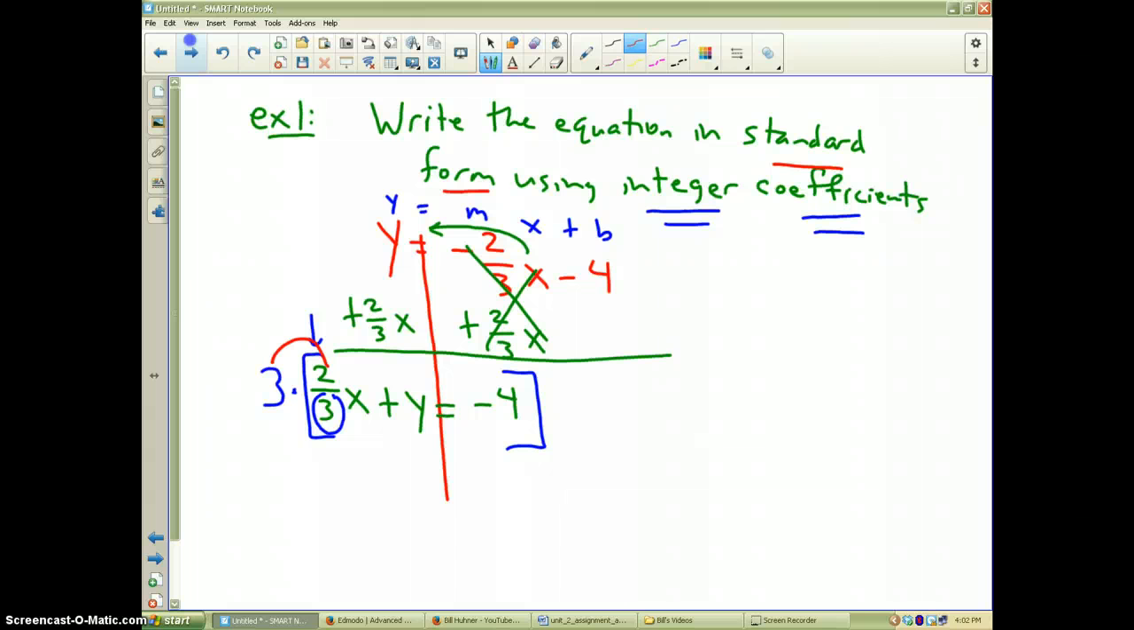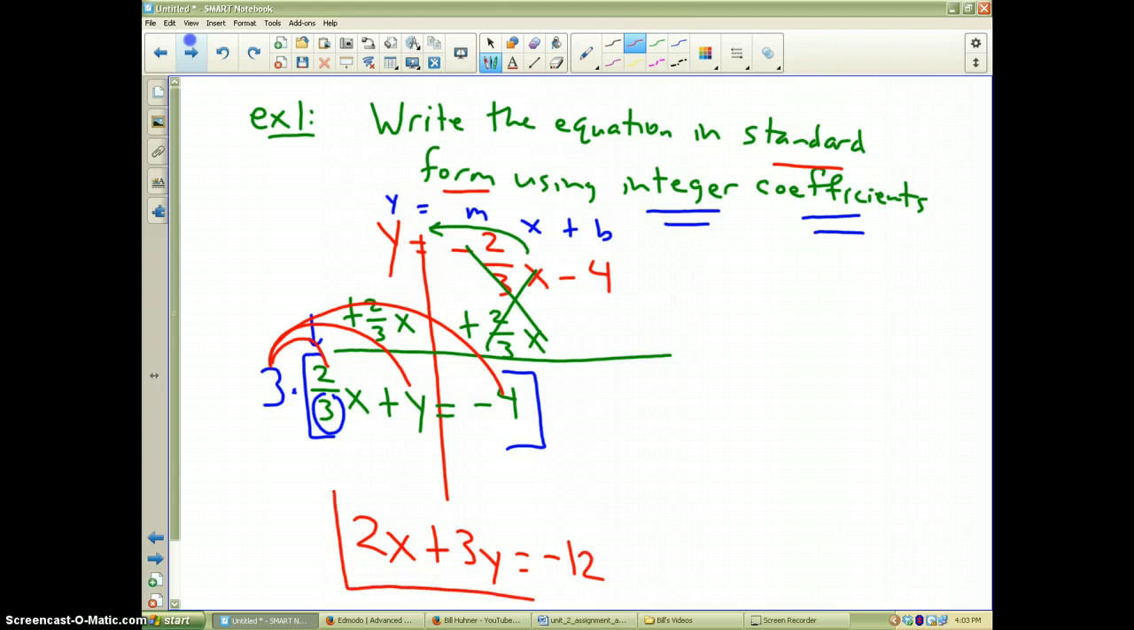So 3 times 2/3 x, the 3's will cancel, and I will get 2x. I have to take 3 times the positive y, which will make plus 3y, equals, and I have to take 3 times the negative 4, which equals negative 12. And there is my final answer of my equation in standard form. And if you notice, it now has all integer coefficients, all counting numbers. And coefficients mean the numbers in front of the variable. So there we go. That's the procedure.